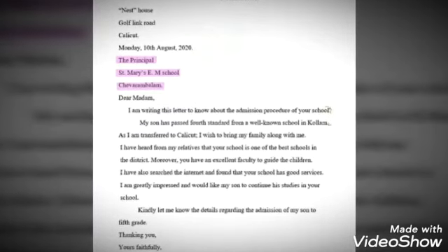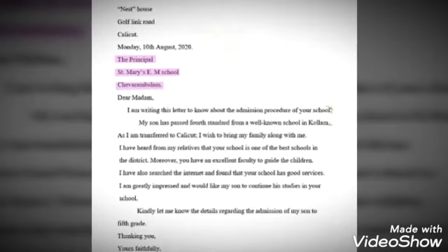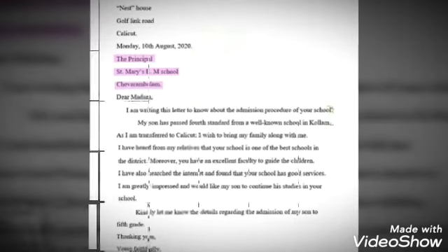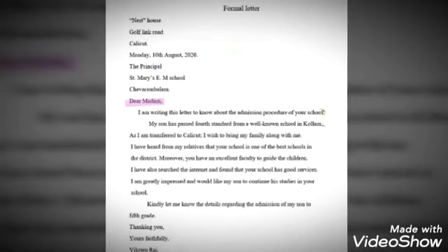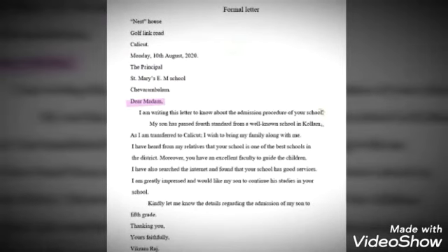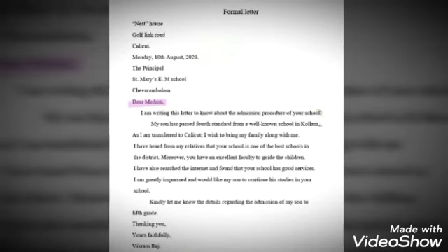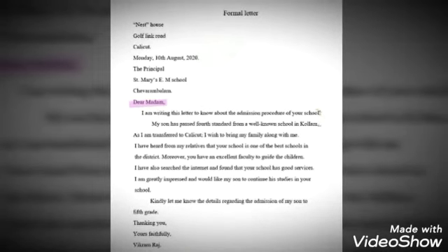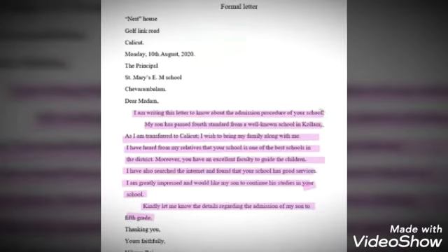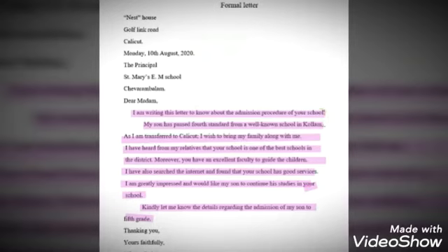The third important part is the receiver's address, and this is the address of the person you are writing to. The receiver's address is followed by the salutation, and salutation is like dear sir or dear madam. After the salutation, the next important part is the body of the letter.